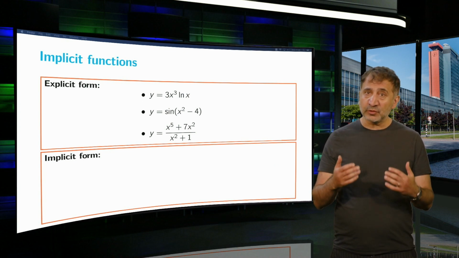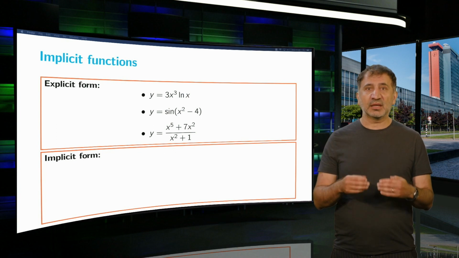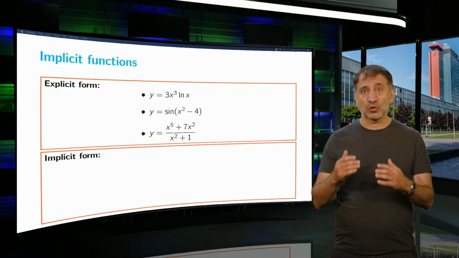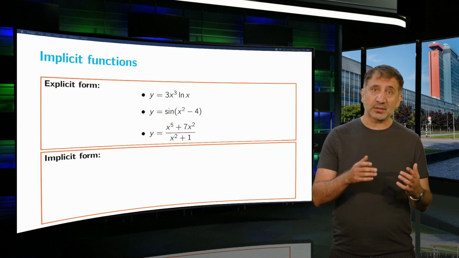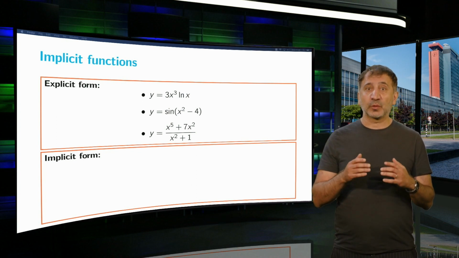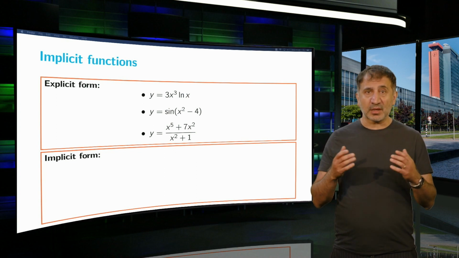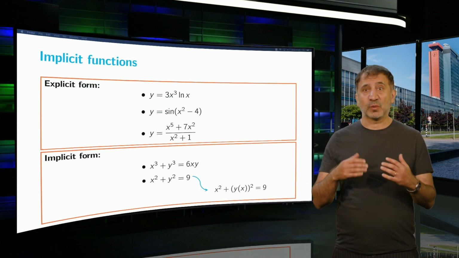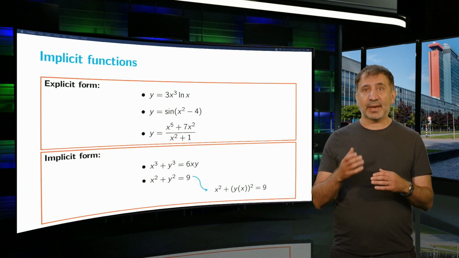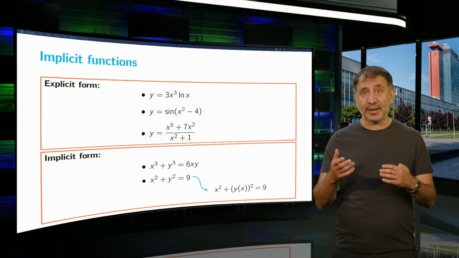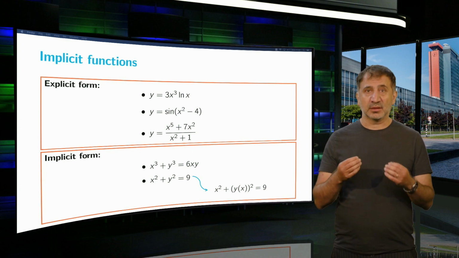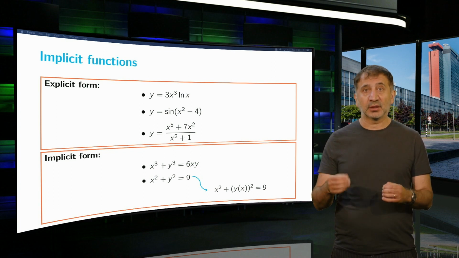However, not all interesting equations in x and y are given in explicit form. Certain equations in x and y either cannot be solved explicitly for y in terms of x, or can be done so only with great difficulty, and we say that they are defined implicitly. Some examples are the equations you see on the slide. We say, for example, that the function y of x is implicitly defined by x squared plus y squared is equal to 9 if x squared plus y of x squared is equal to 9. In this video, we will see how you can differentiate such functions.